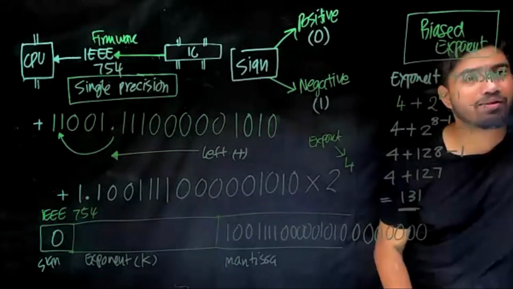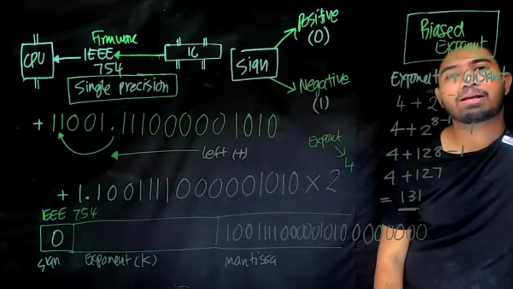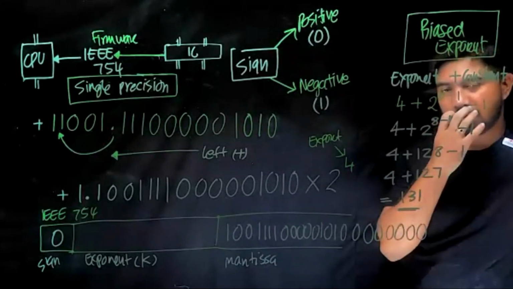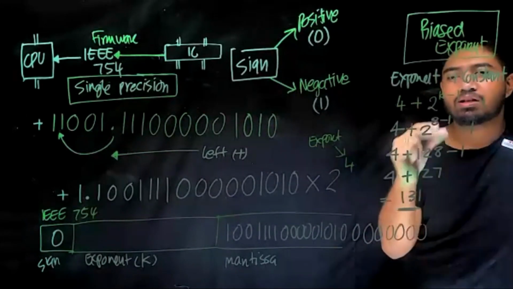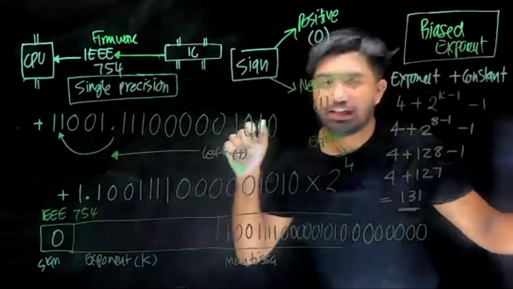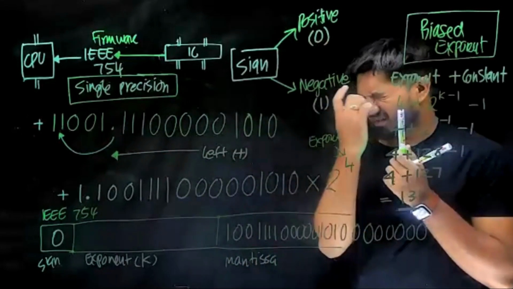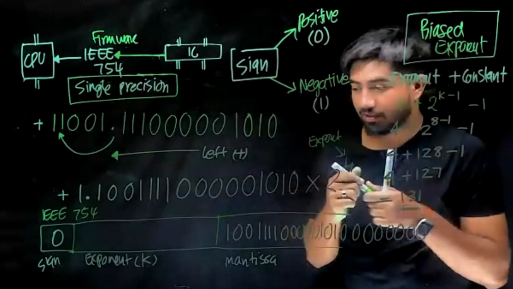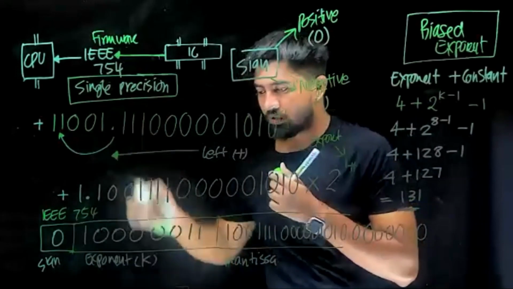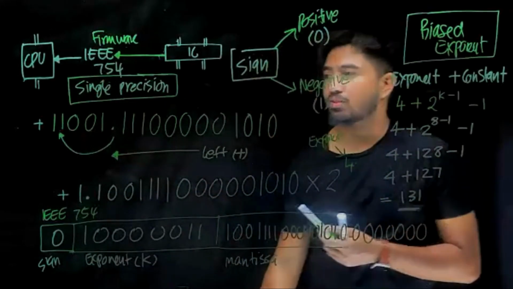If you do this, 2 to the power k minus 1, any negative exponent will be eliminated. That is the main thing in biased representation: it removes negative numbers. Using this method, we get 131. Convert 131 into binary. That is 128 plus 3. This is the answer in IEEE 754 representation. So this number is represented here.